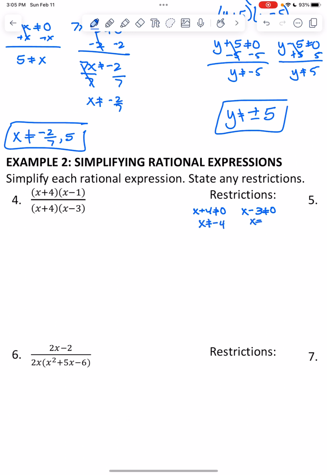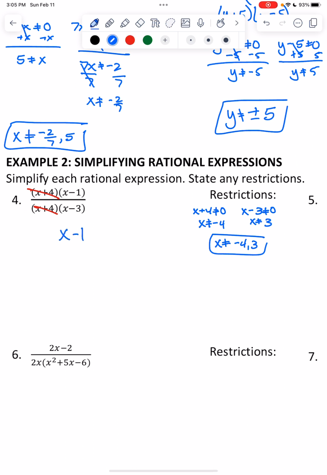And then add 3. So x cannot equal negative 4, positive 3 are our restrictions. Okay, these are part of our answer. And then to simplify this, all we're doing here is if we look in the top and the bottom, we have a common factor of x plus 4. So we can cancel that out. So our simplified version would just be x minus 1 over x minus 3.